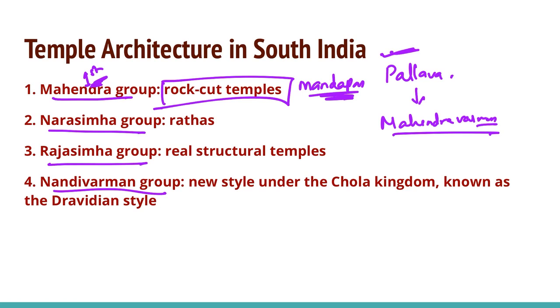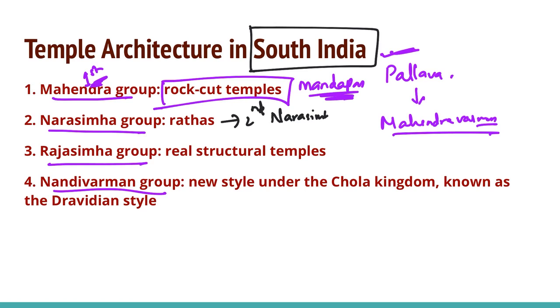Narasimha group. This represented the second stage of development of temple architecture in South India. The rock-cut temples were decorated with intricate sculptures under Narasimhavarman. The mantapas were now divided into separate rathas. The biggest of the rathas was called Dharmaraja Ratha, while the smallest one was called Draupadi Ratha.